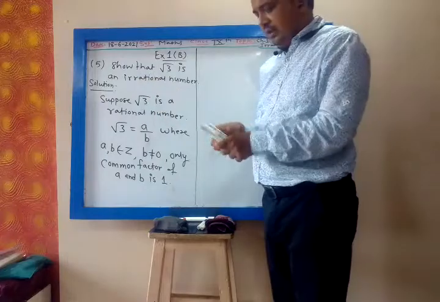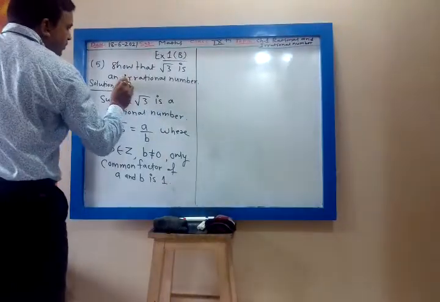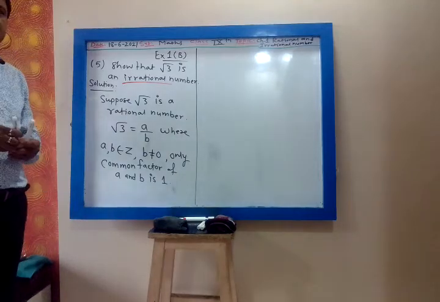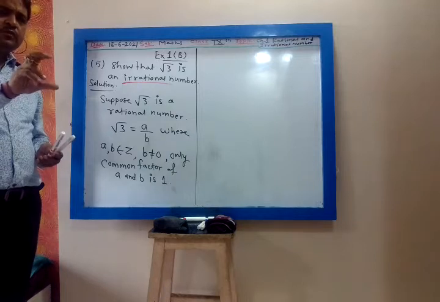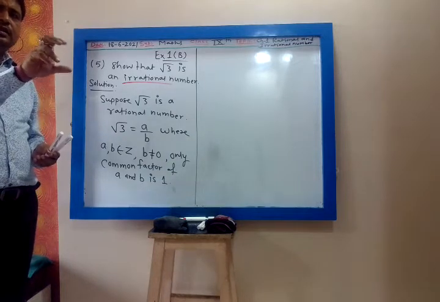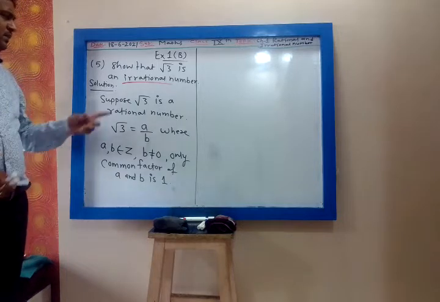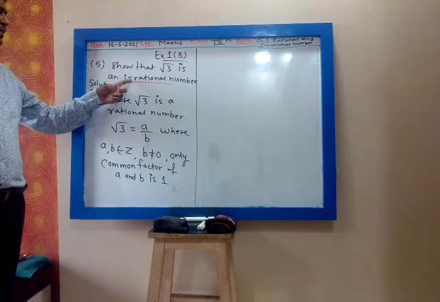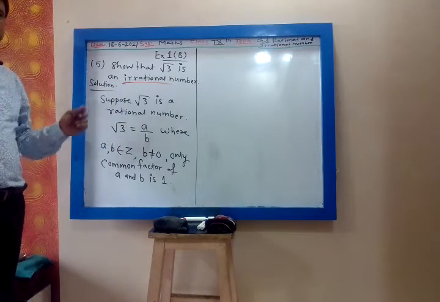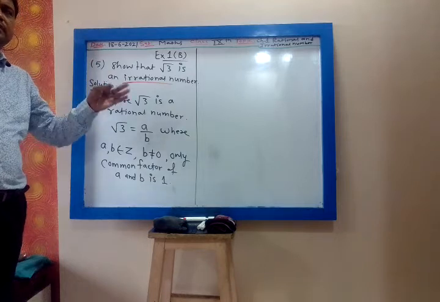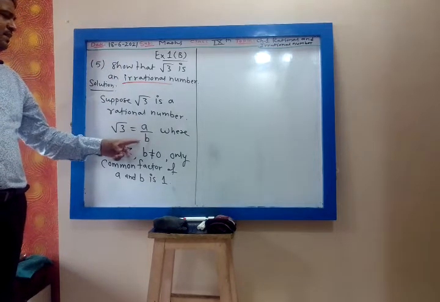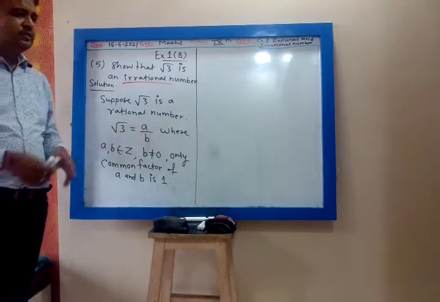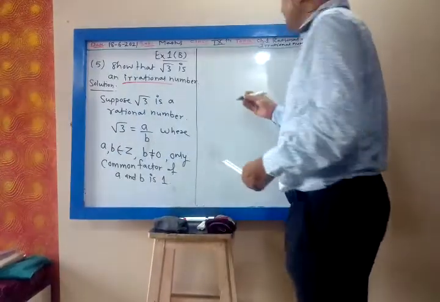We want to prove that root 3 is irrational, so we make a wrong assumption. See, there are two ways to prove anything. One is direct proof, the other is using the method of contradiction. We assume that it is a rational number. So root 3 must be of the form a by b, where a and b are integers, denominator b is non-zero, and the only common factor between a and b is 1. Okay, so now we do the calculation further.